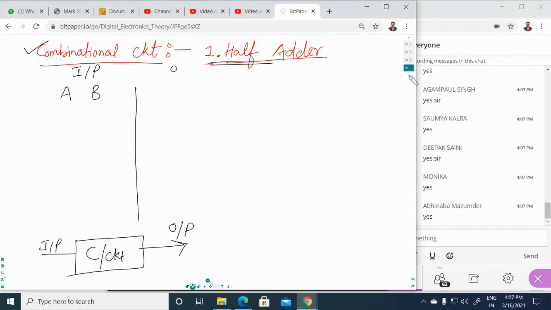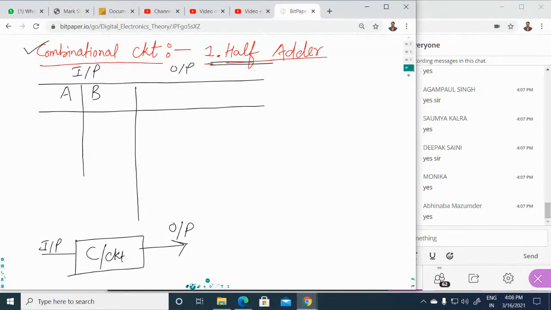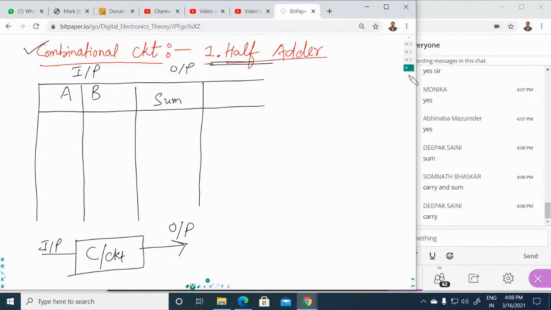Okay, and on the output side, quickly give your response. What is the value on the output side? Quickly give your response in chat. Sum and carry. Yes, you are right. On the output side, you will have sum and carry. So we have four possible combinations right here: 0 0, 0 1, 1 0 and 1 1.